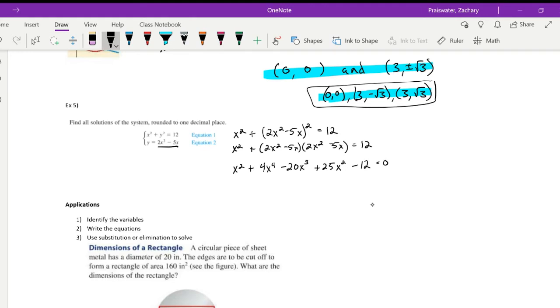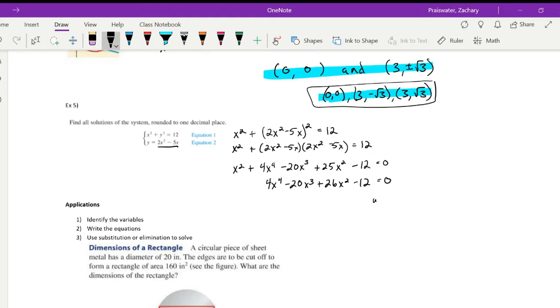And then here, let's combine like terms. So we get 4x to the fourth minus 20x cubed plus 26x squared minus 12. And this is one we either need to solve like with our polynomials, or we can factor it, hopefully. So if we can factor by grouping, which it's not going to factor by grouping. So actually, we're going to scratch this one.